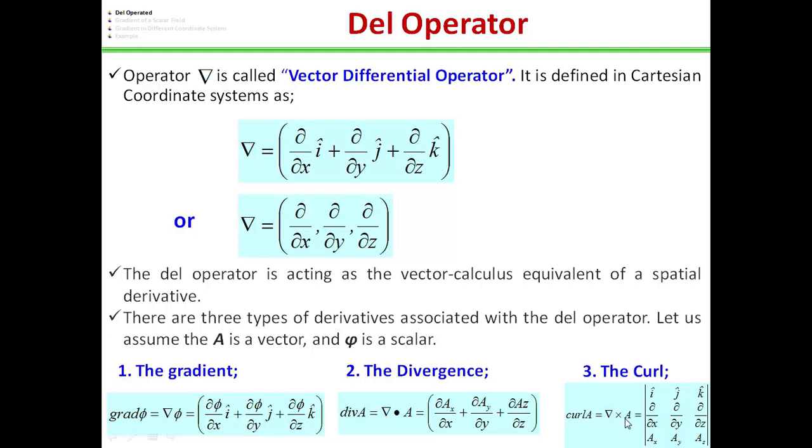Del cross A is known as the curl of A, and in the Cartesian coordinate system it is written in determinant form: i, j, k in the first row, del by del x, del by del y, del by del z in the second row, and the components of A along x, y and z, that means Ax, Ay and Az.